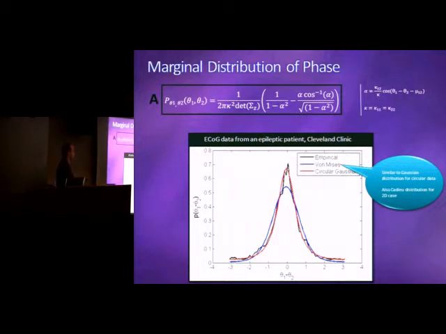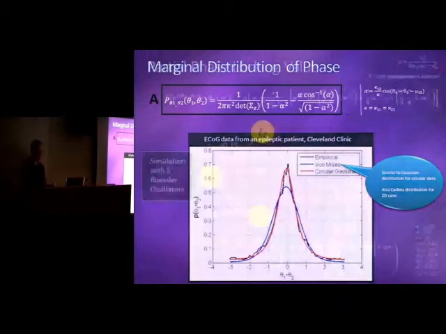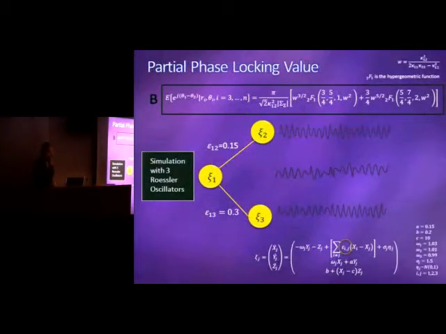versus the von Mises distribution here, which is the analog of the Gaussian distribution for circular data. And it so happens to be the distribution that the Cadio model becomes in the 2D case and not in the multivariate case. In this case, that gave a poorer fit. So that was encouraging for the marginal distribution of phase. And here is the partial phase locking value. And yes, it is a bit complicated. And you also have this hypergeometric function, which I haven't heard before.